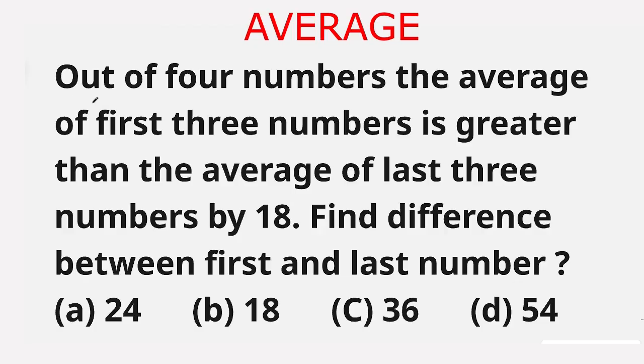Our question is, out of 4 numbers, the average of first 3 numbers is greater than the average of last 3 numbers by 18. Find the difference between first and last number. The given options are option A 24, option B 18, option C 36, option D 54.